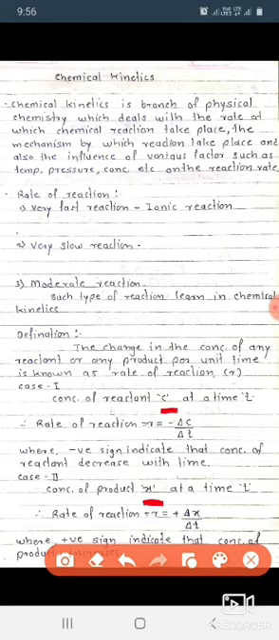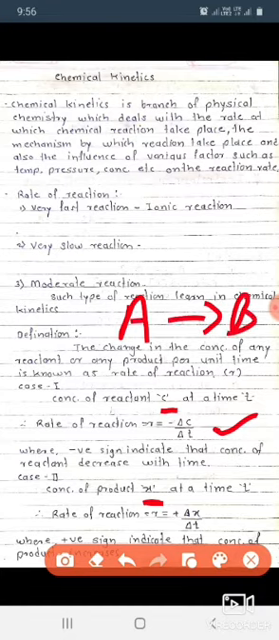The rate of reaction R is equal to minus delta C upon delta T. Delta means a change in concentration of reactant, and I mentioned the concentration of reactant is C. Therefore, minus delta C upon delta T. The negative sign indicates that A is converted to B. Therefore, A is consumed to form B, so the concentration of A decreases with time while at the same time the concentration of B increases. Therefore, we use the negative sign here.